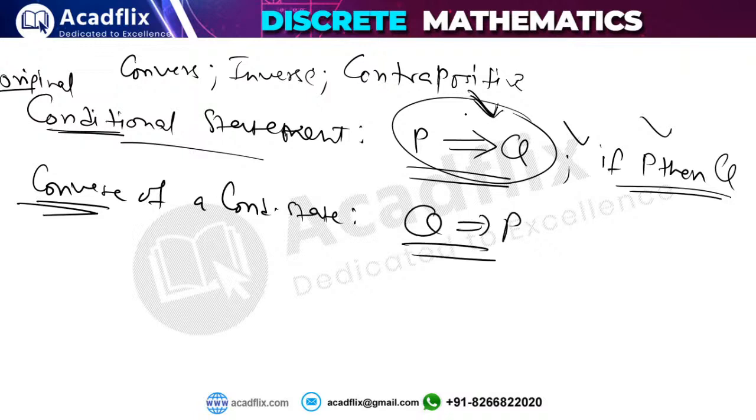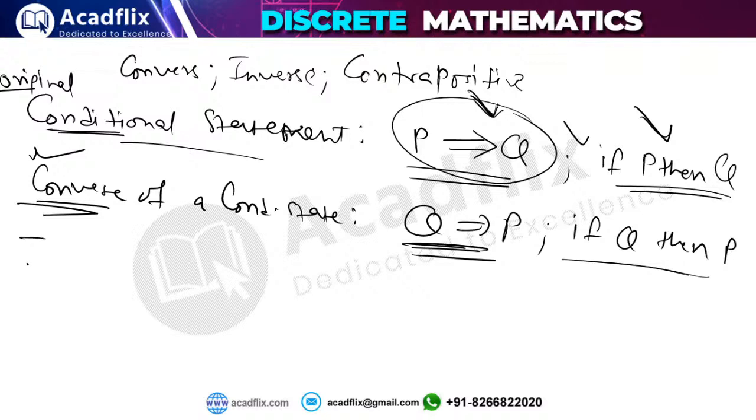Remember, the original conditional statement is P implies Q. The converse will be Q implies P. How do we read Q implies P? We read it like this: if Q then P. The original conditional statement is if P then Q, and this converse will be Q implies P, means if Q then P. This is how we find converse.